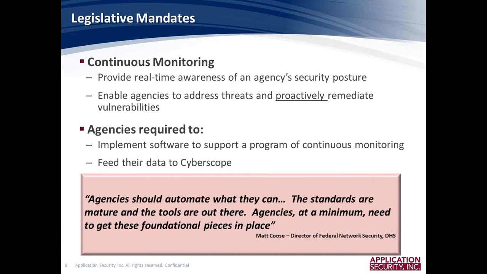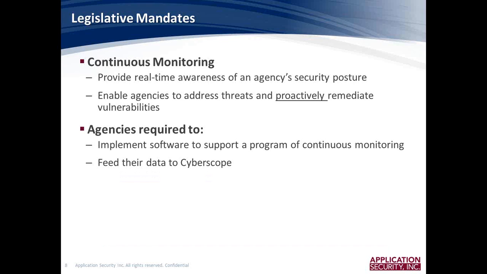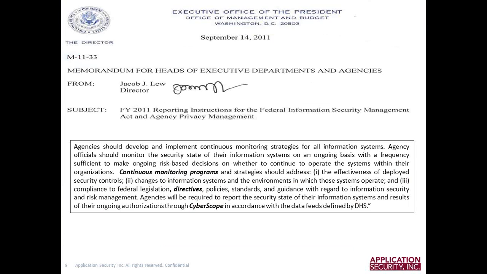Here's a quote from Matt Coos. Matt runs federal network security at DHS. He says that agencies should automate what they can. The standards are mature and the tools are out there. Agencies at a minimum need to get their foundational pieces in place. Matt's really talking about putting the technology in place to automate the process of identifying vulnerabilities and misconfigurations and getting them fixed.